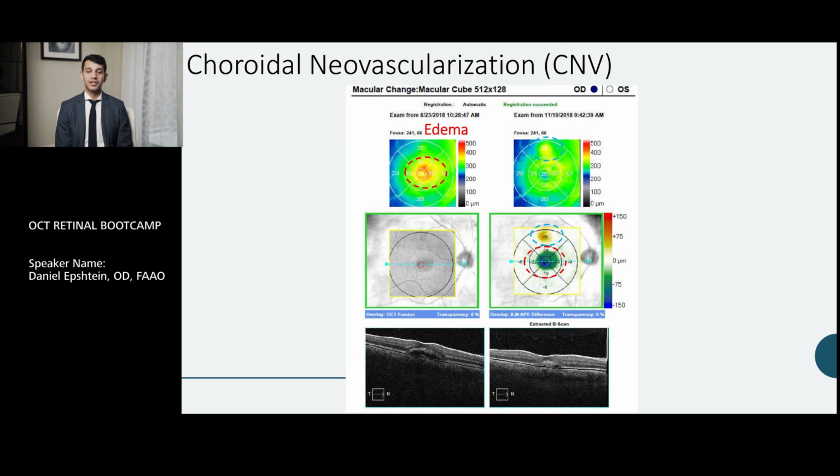Unfortunately, this patient didn't go to retina and eventually came back to me. So that worsening edema foveally actually improved, but then he ended up getting another area of serous detachment superior to the fovea. So he went to retina the second time I sent him.